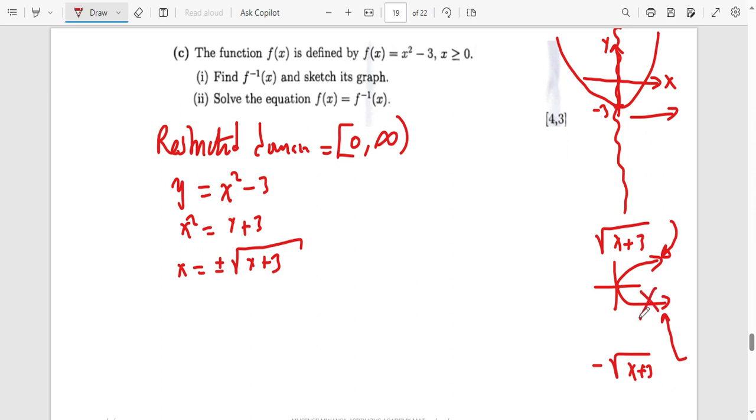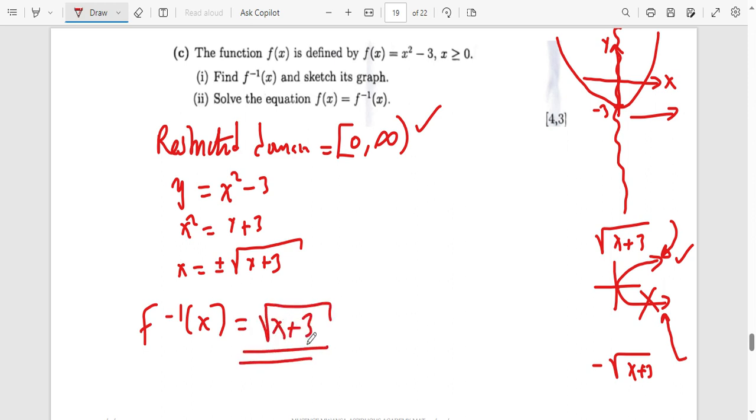So this will not apply because we restricted the domain. The domain is from 0 to infinity. The function which has got the range 0 to infinity will be the inverse. So it's the one on top. Therefore, f inverse of x will just pick the positive part, which is square root of x plus 3. So this is going to be it. Okay, very important. And also sketch its graph. We have already sketched its graph, this one which you can see here.